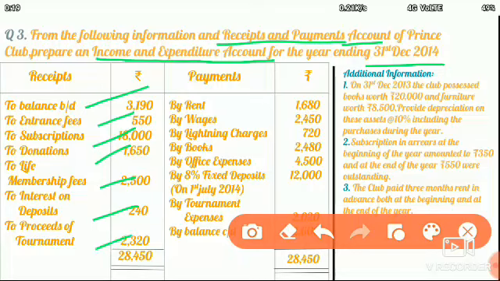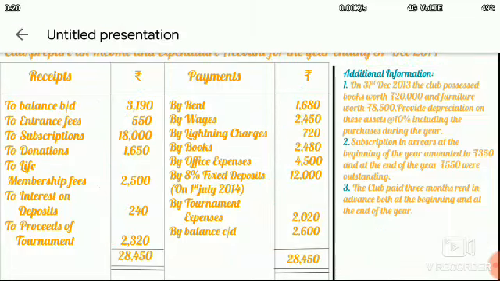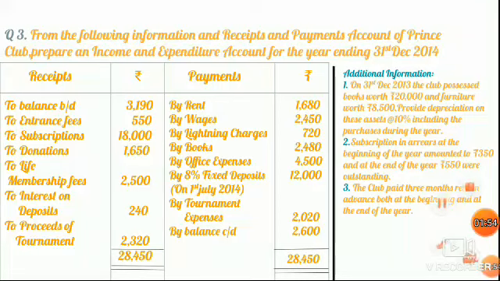On the payment side, we have rent paid in cash during the year, 1,680. Wages paid in cash during the year is 2,450. Lighting charges paid in cash during the year is 720. Then books purchased during the year in cash is 2,480. Then office expenses paid in cash is 4,500. And money invested in fixed deposit during the year in cash is 12,000 rupees. And tournament expenses paid in cash during the year is 2,020. And the closing balance of cash is 2,600.